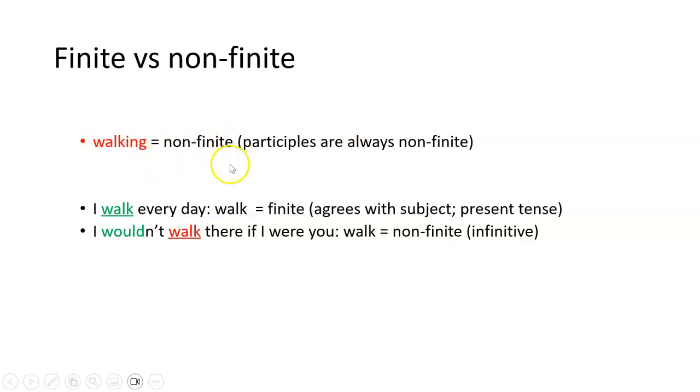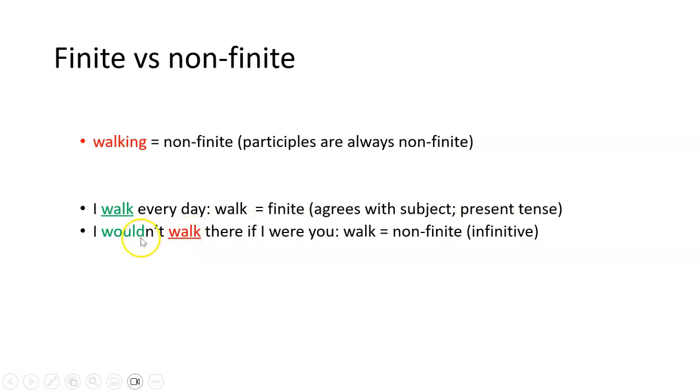This one's usually quite easy when you see it in the sentence or in the verb phrase and context. It's a participle. It's an ing form. These are always non-finite. But like here, okay, I walk every day. Walk. It's finite. It agrees with the subject. It's in the present tense. So this one, it changes. So it's finite. Here, though, it's the same verb, right?